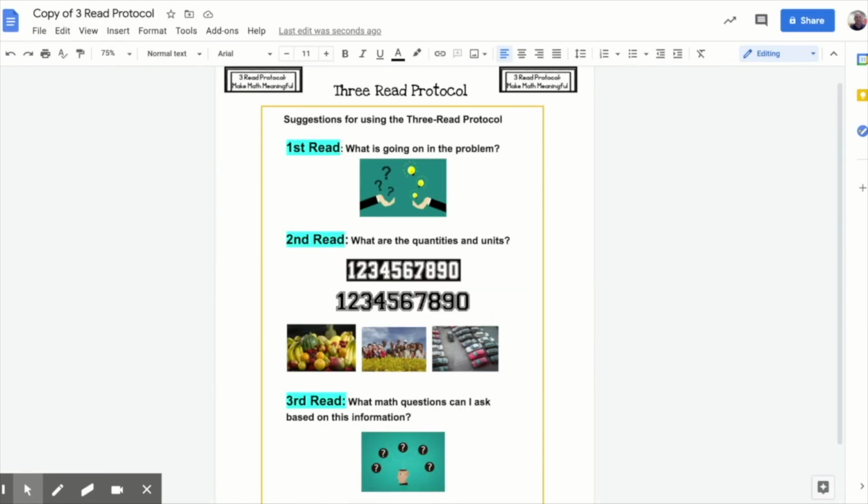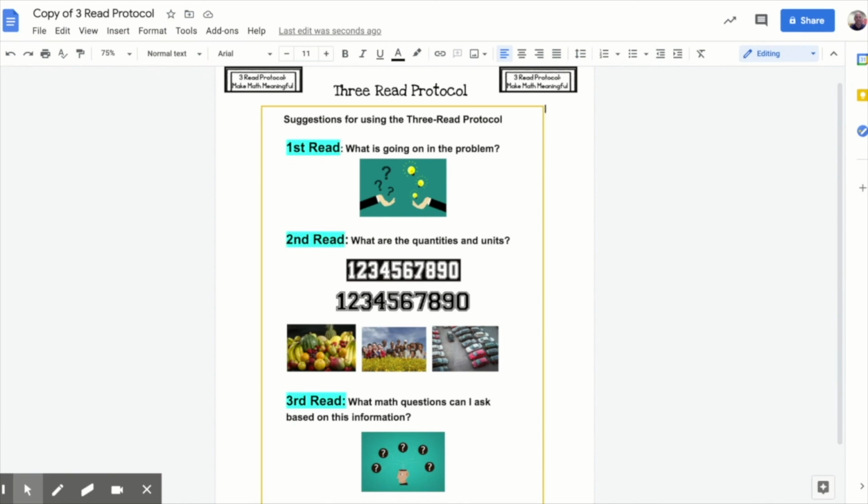So one of the organizational strategies that we've been working with students actually over the last couple years is the 3-read protocol. So it's important for you as a parent to understand how your child should be using this when they're solving math word problems. This is an organizational tool for students to kind of just get the problem started. So in a 3-read protocol, if you hear a teacher talking about this or your child mentioning this, this is how it's set up.